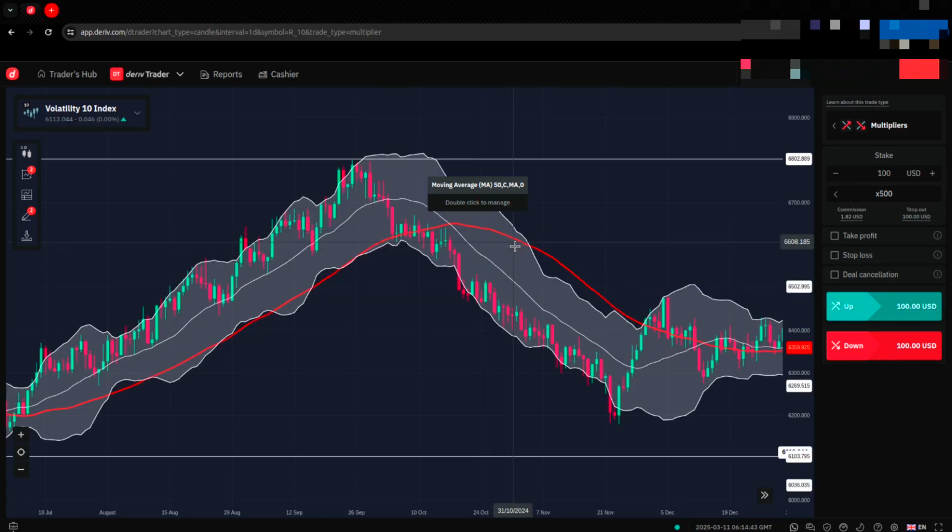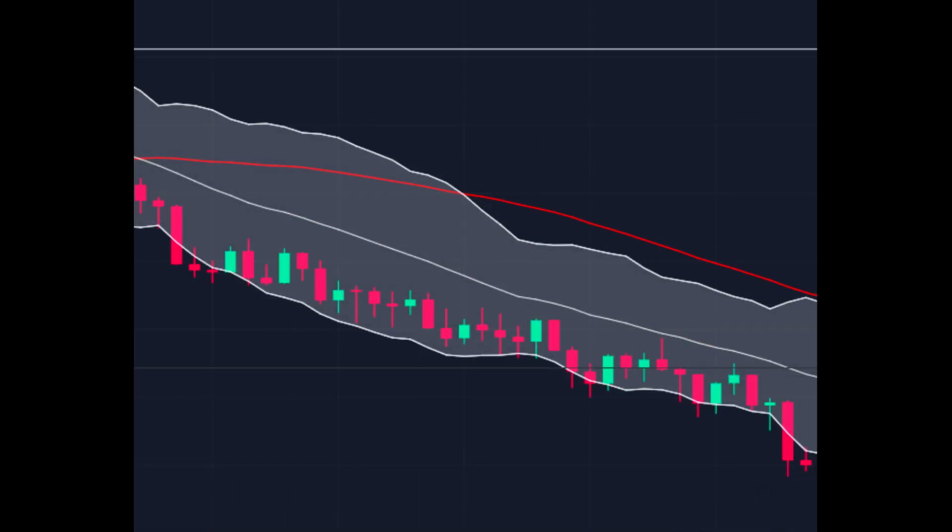This is an example of a previous bearish dominant trend. The daily candlesticks were making lower lows and they were below both the simple moving average and the moving average.